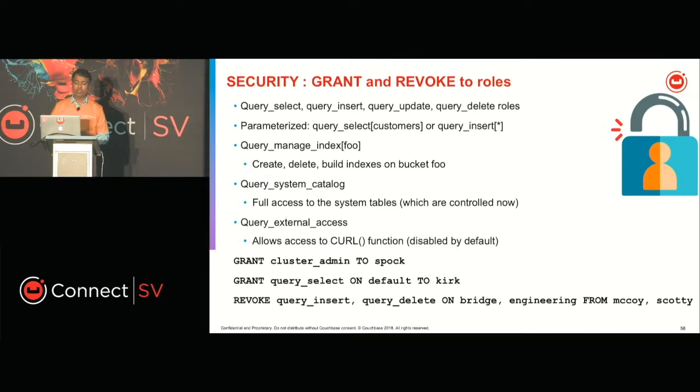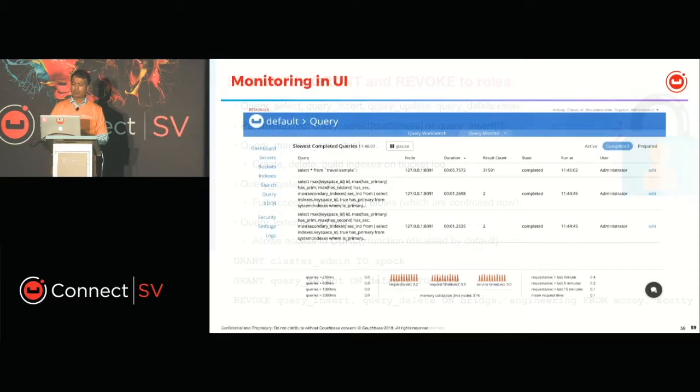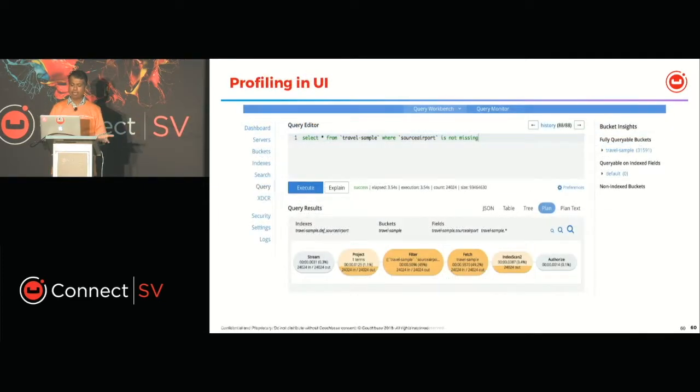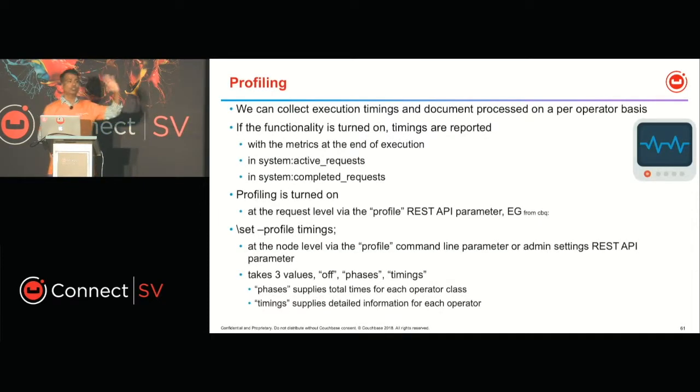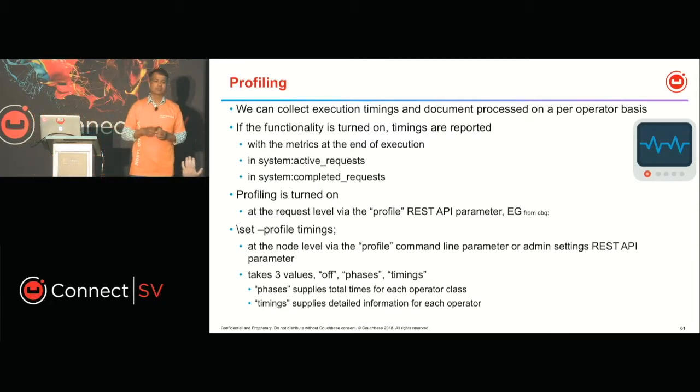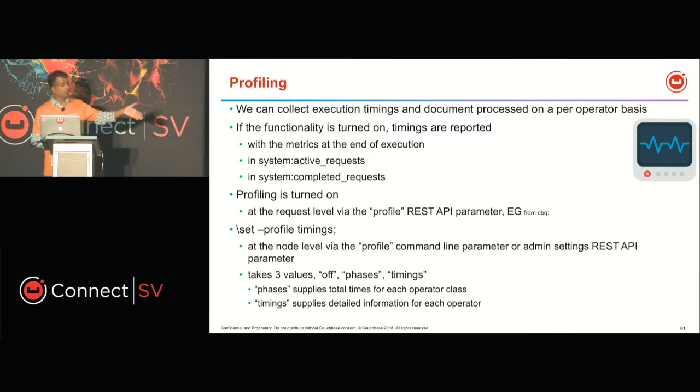A lot of security features have gone into 5.0. Grant and revoke on the rows, just like grant revoke in relational systems. A lot of improvements in the monitoring and UI. How many of you have used Visual Explain? Visual Explain, if you have used it in 5.0, 5.5, has improved further, and we have also added profiling in both 5.0 and 5.5.